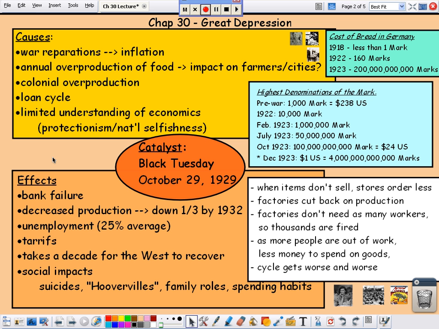So what does that mean then for the factory? If the orders that are coming in are significantly less, they don't need as many people. We don't need to produce as much, guys.